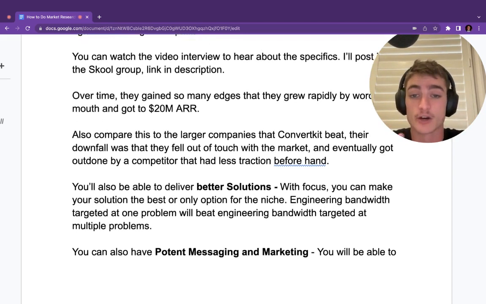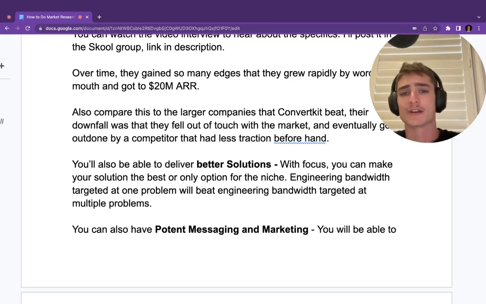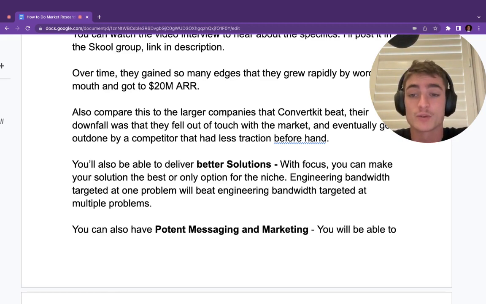You need to be very, very aware of this, and you're also going to be able to deliver better solutions as well. With focus, you can make the best solution or the only option for your niche. That's what ConvertKit did. They essentially created the best product, even though they had fewer resources, because all their engineering bandwidth was targeted at one problem, which obviously beats engineering bandwidth being targeted at multiple problems.